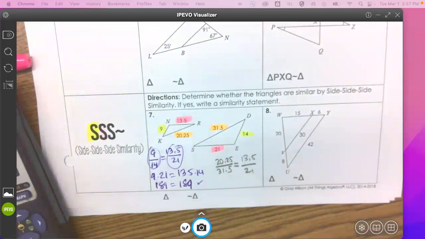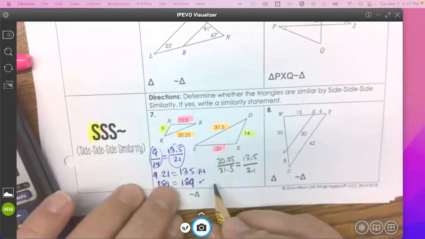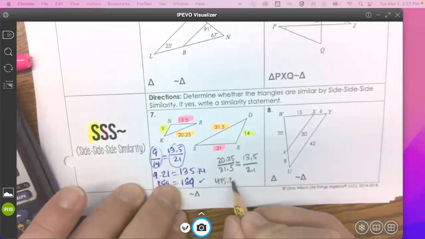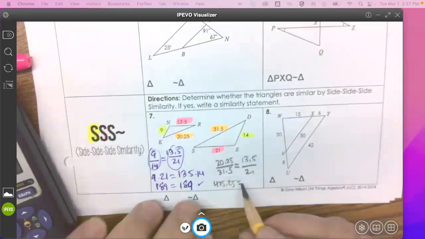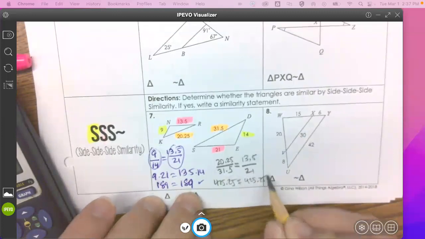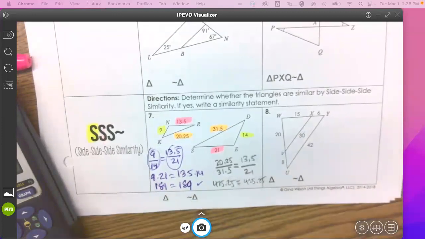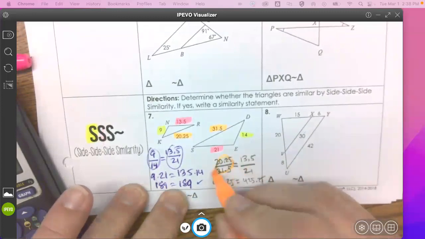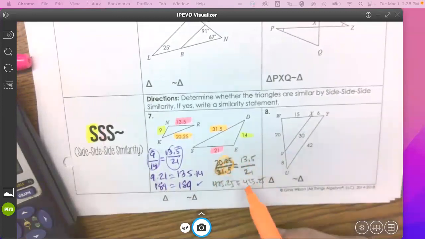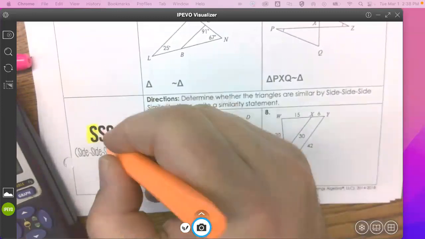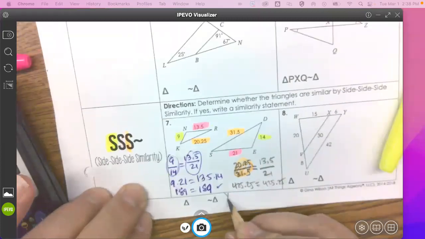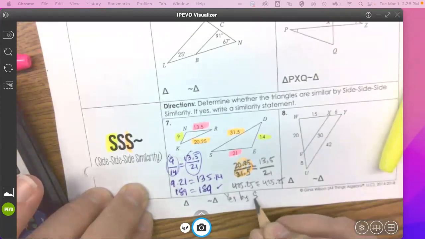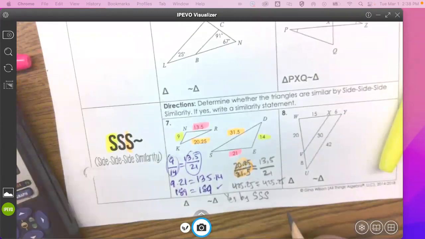Let's see, if I take 20.25 times 21, I get 425.25. And 13.5 times 31.5 is 425.25 as well. There we go. That gives us the third piece of information sharing the same proportion. Therefore, that gives me my third S, and I can say yes by side, side, side.